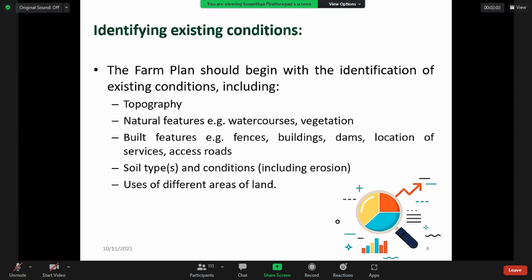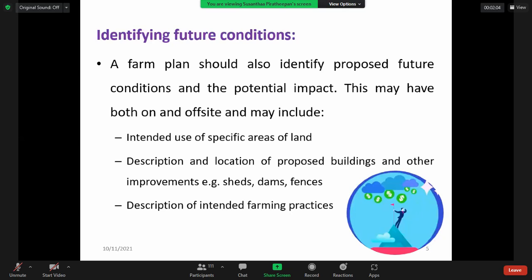And the next thing, we want to identify the future conditions. The farm plan should also identify the proposed future conditions and the potential impact. These may be on-site and off-site. It means there are good ways and bad ways.